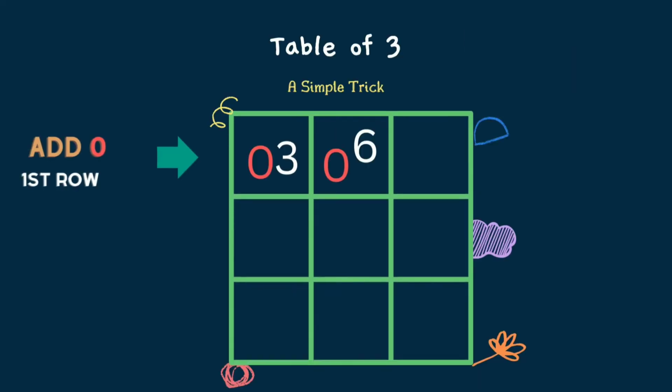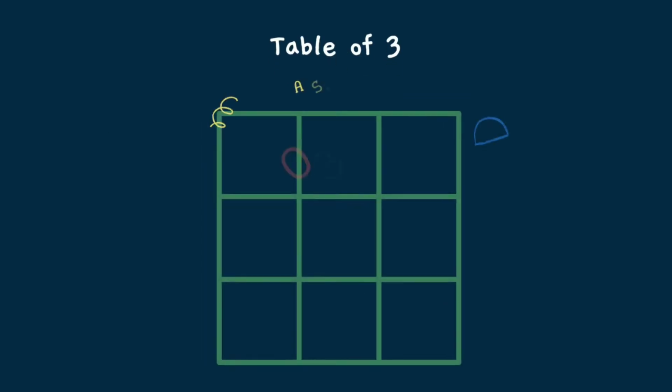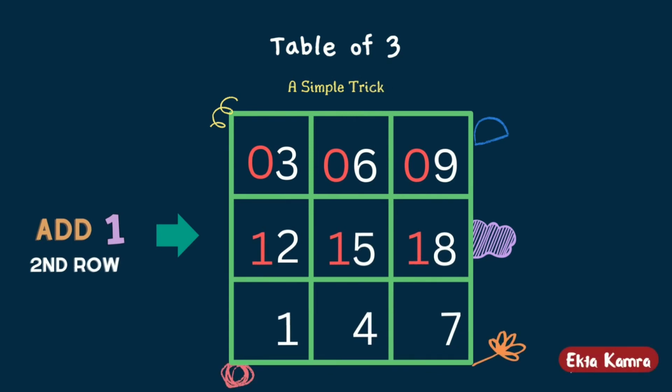Now let's apply the trick. Write the number 0 at first row. So the numbers are 03, 06 and 09. The trick has been applied to the first row. Now let's move to the next row, that is the second row.